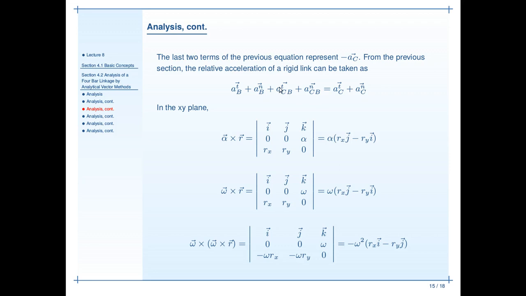Then, if we look at alpha cross r, which is our tangential acceleration in the xy plane, it's very easy to take the product of this matrix in order to get a simplified equation for alpha cross r. Same for omega cross r. We end up with some somewhat simplified equations. You may want to take a moment and just multiply these out in order to confirm for yourself these are correct.